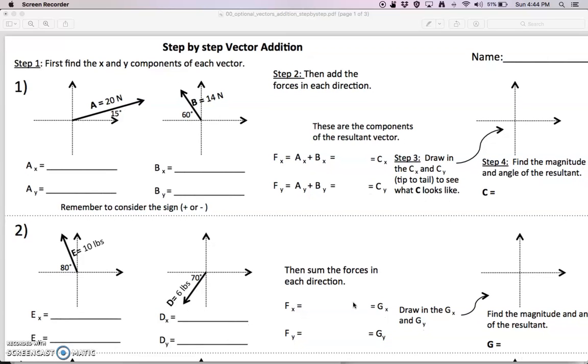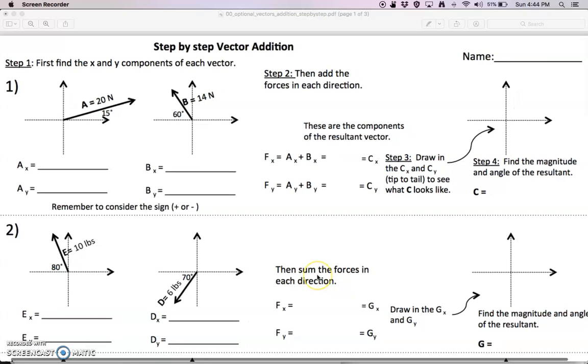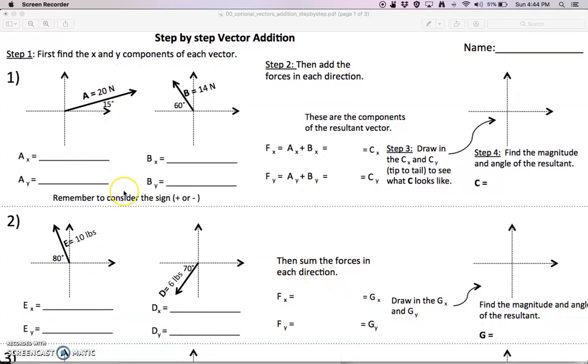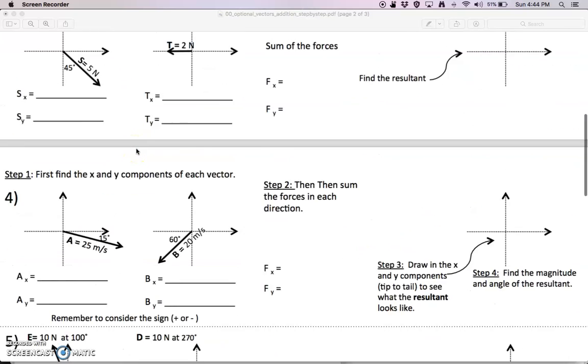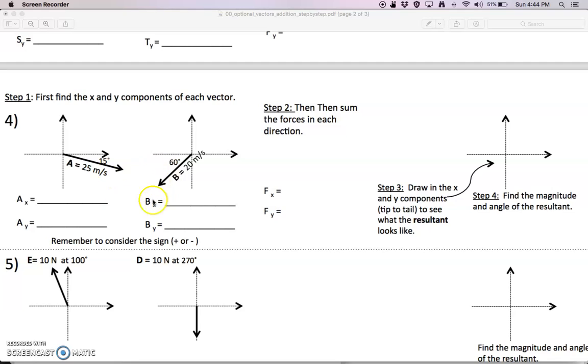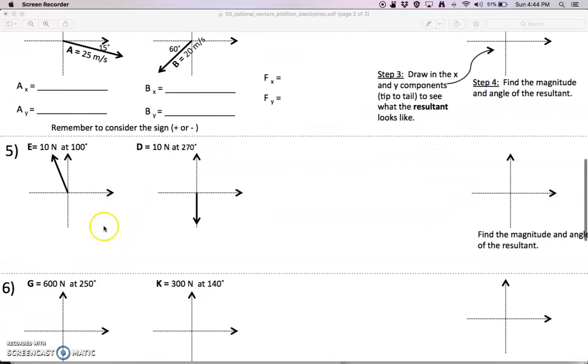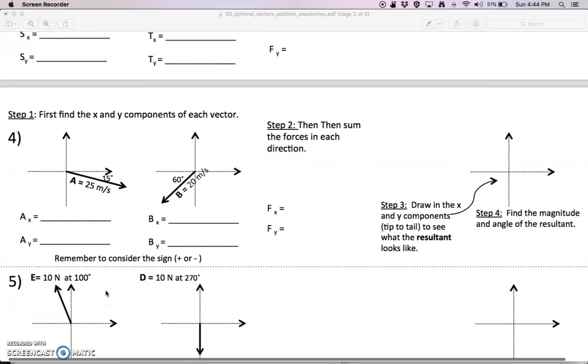Our goal here, and the whole goal of vectors, is being able to combine values together. What we have here are forces. I think actually all of these are forces. Oh, no, that's a velocity. That's a force, that's a force. Anyways, these are all vectors.